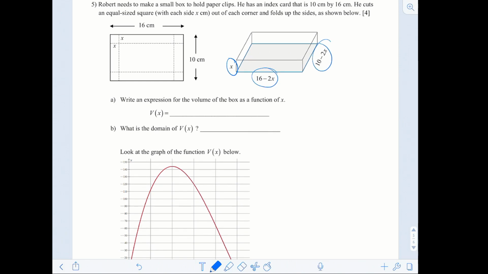So write an expression for the volume of the box as a function of x. First of all, the volume of a rectangular prism is length times width times height, or we could say capital B times H, where capital B represents the base area. But since we're talking about a normal rectangular prism, I can just do length, which in this case would be 16 minus 2x, times 10 minus 2x, and then times x. So 16 minus 2x, 10 minus 2x, and x.